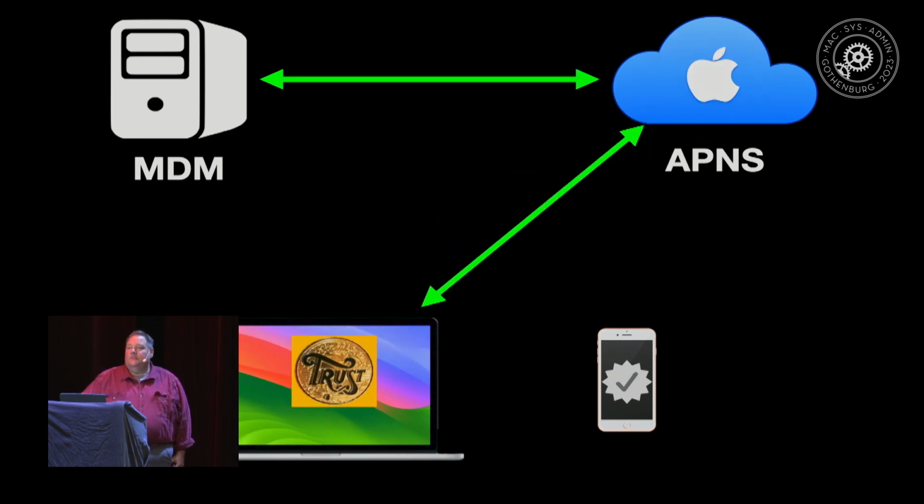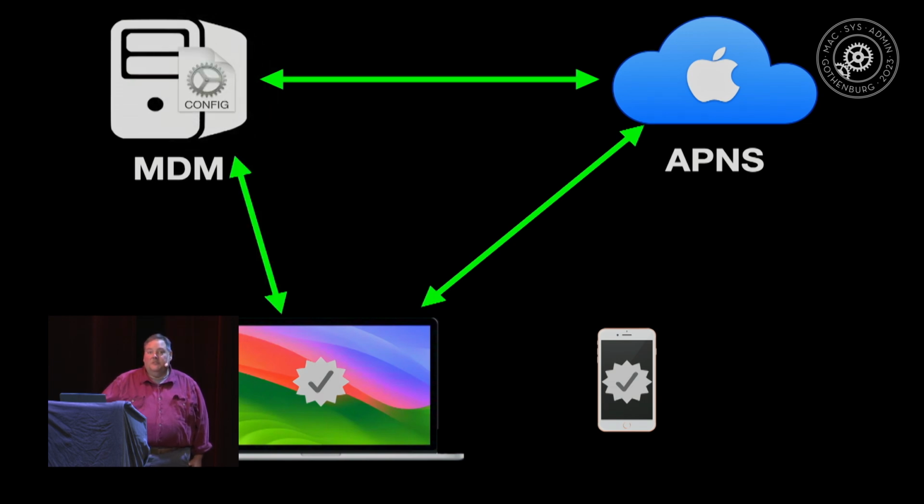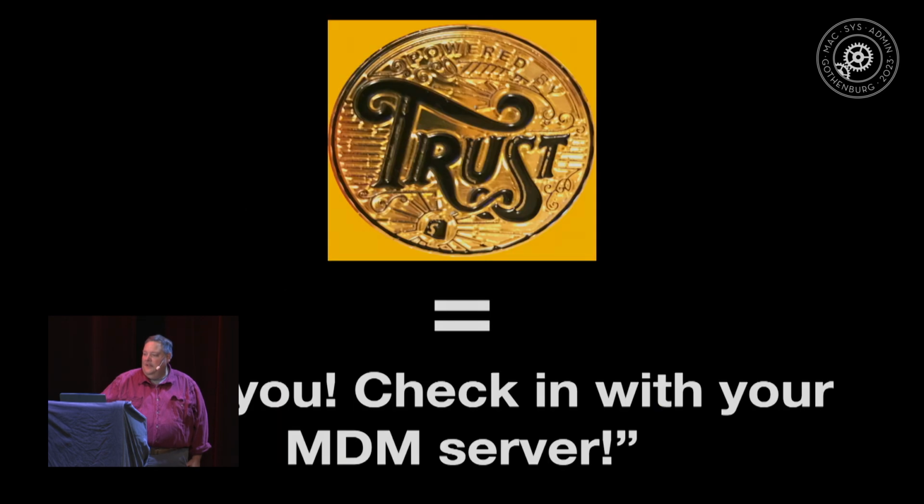Next, APNS forwards that notification to the device. The device verifies that the topic, token, and push magic match, then accepts that notification. The device sends feedback via APNS that it successfully received and decoded the notification. Now, in response to the notification, the device checks in with the MDM and gets whatever command or configuration settings that the MDM server has for it.